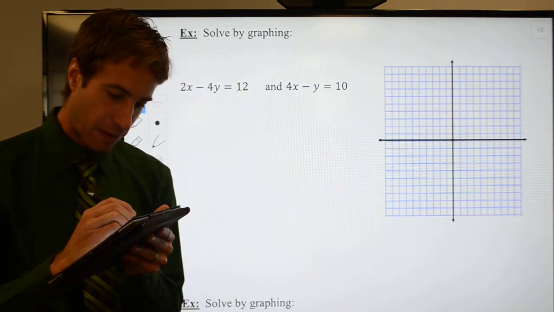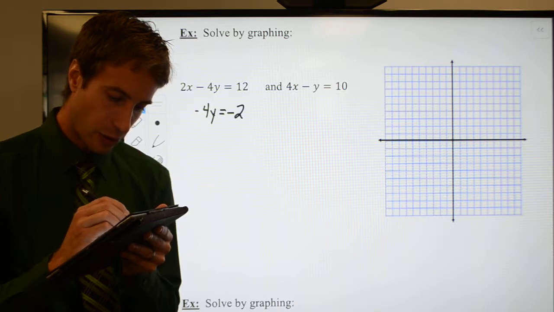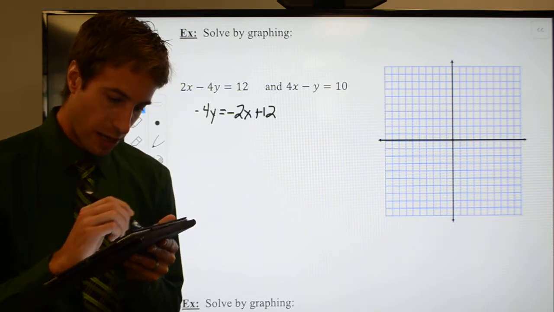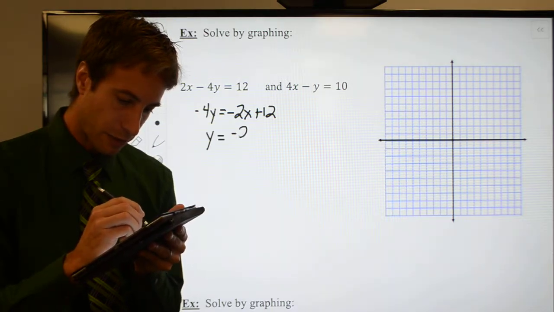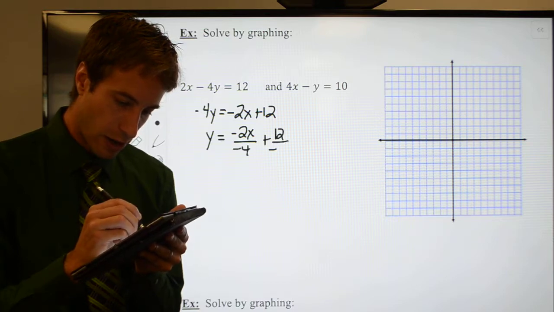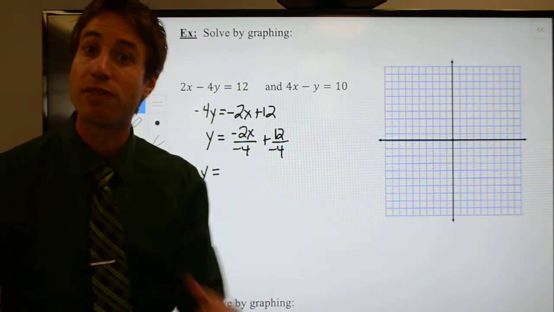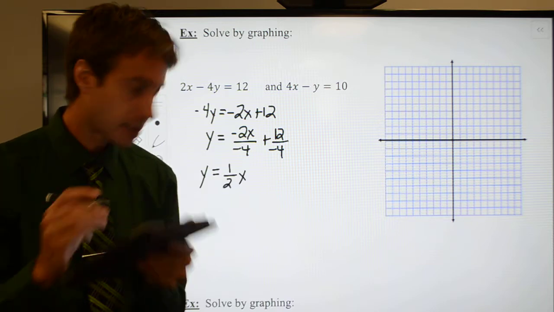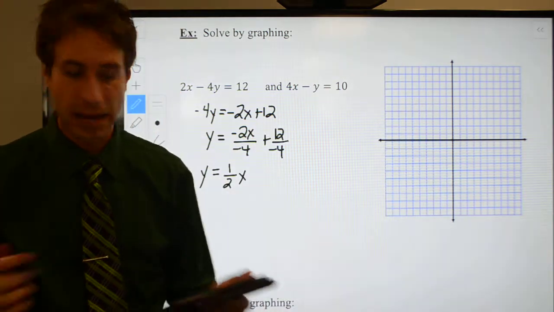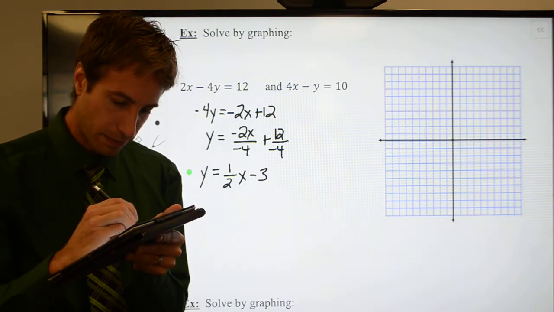I'm going to have a negative 4y is equal to a negative 2x plus 12. Divide everybody by negative 4. That means y is going to be equal to a negative 2x over a negative 4 plus 12 over a negative 4, which means the negative signs cancel out. 2 divided by 4 is 1/2, so I have 1/2 x. And then, of course, 12 divided by negative 4 would be minus 3. We'll graph that one in green.